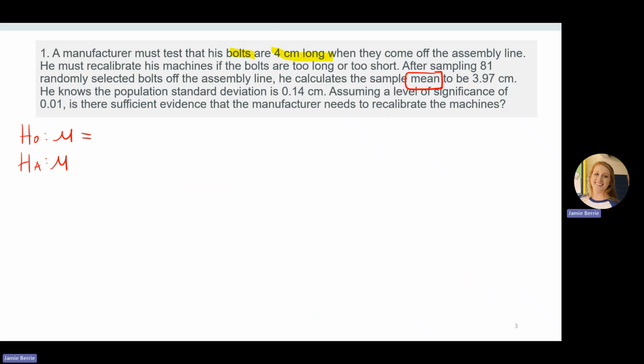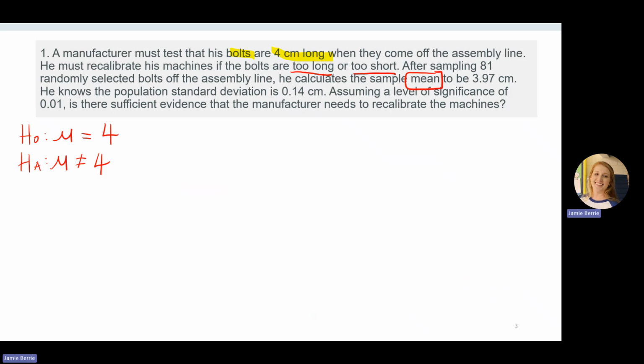That's the value that's currently believed to be true, that these bolts are approximately 4 centimeters long when they come off the assembly line. Now it says that he's going to recalibrate the machine if the bolts are too long or too short. So he's looking at both ends of the spectrum. We're not leaning towards a less than or a greater than. We're looking at a not equal to situation here. If they're too long or too short, we have to recalibrate. That is step 1, writing down your null and alternative hypotheses.